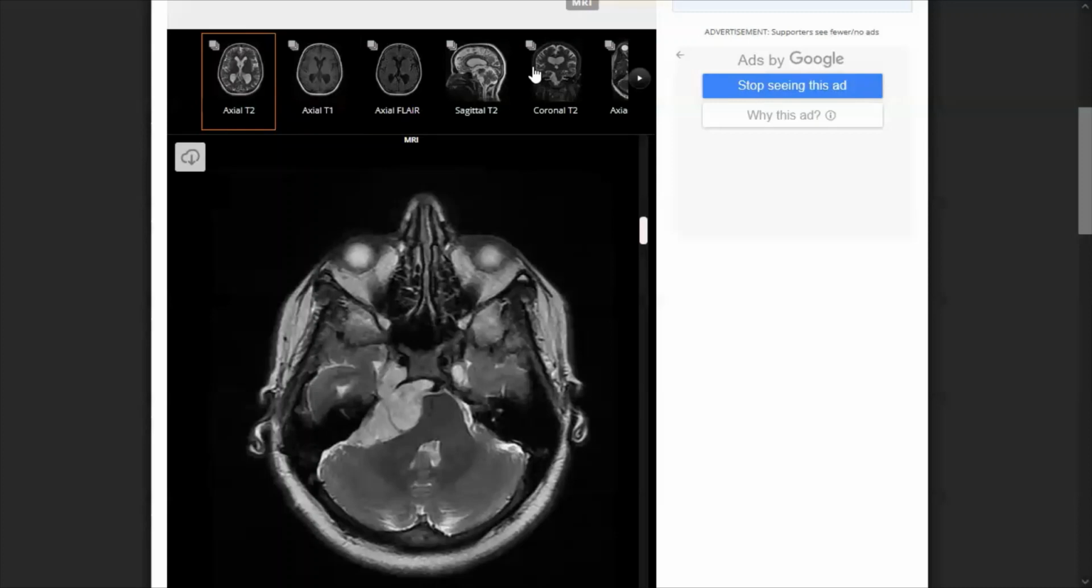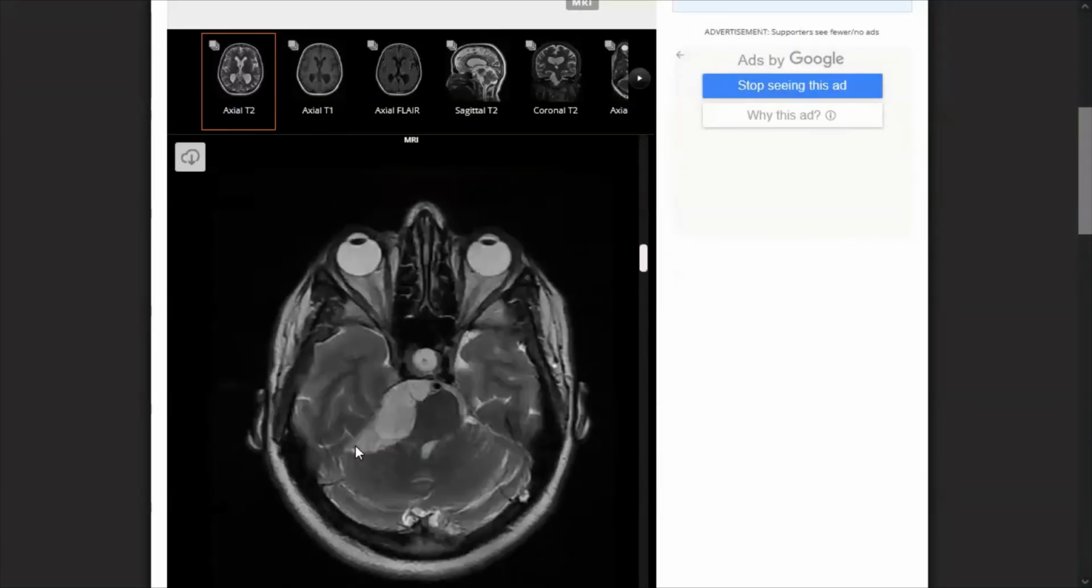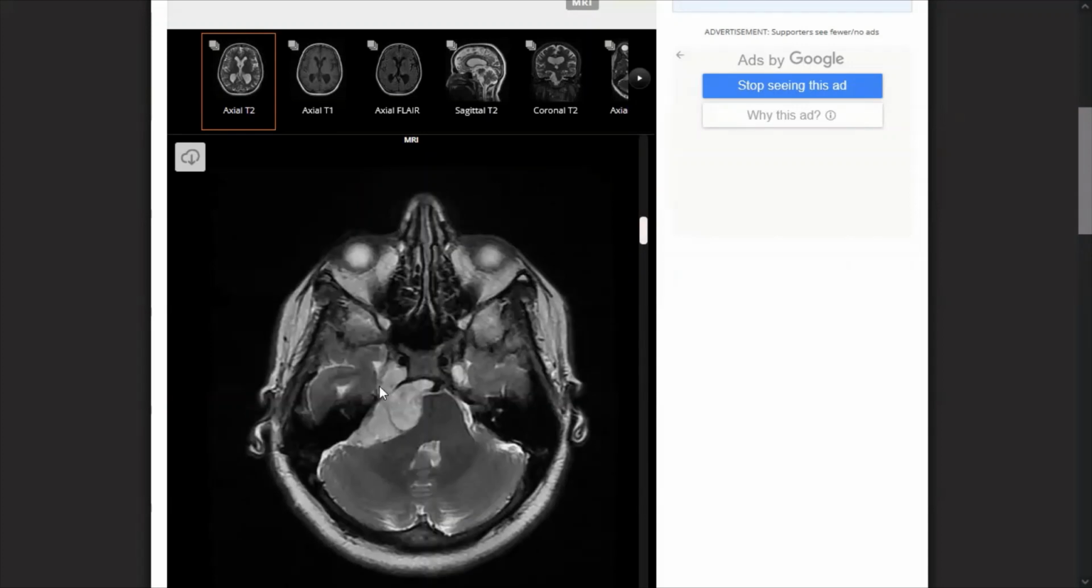And also, we need to see whether the lesion is only within the posterior fossa or is there any extension of the lesion into the middle cranial fossa as well. In this case, I can appreciate that extension into the middle cranial fossa is also existing.